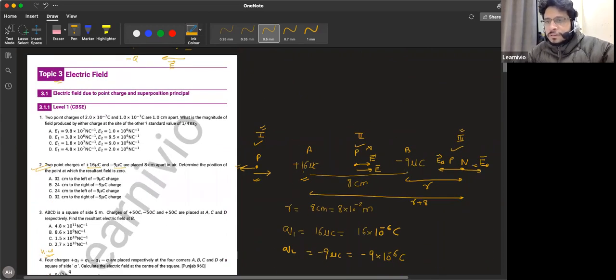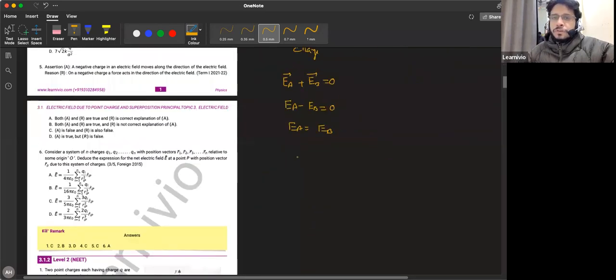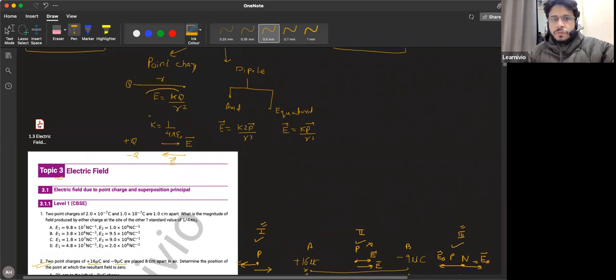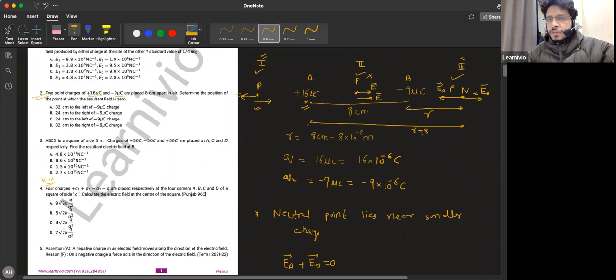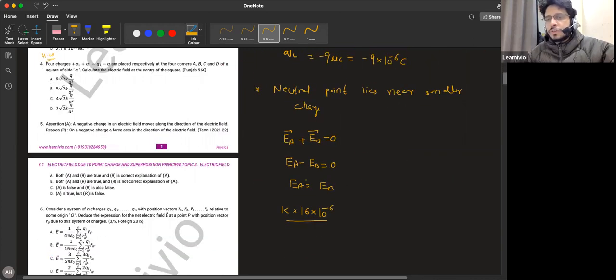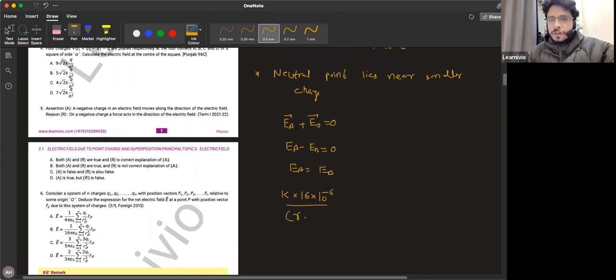EA means field due to this charge. So the charge is 16 microcoulomb and the separation is R plus 8. So this is KQ by R square. For a point charge, this is the expression of field, KQ by R square. So we'll put K as it is. Q is this, 16 microcoulomb, so it's K into 16 microcoulomb, 10 raised to the power minus 6, divided by square of separation, which is R plus 8. So this is R plus 8 square.